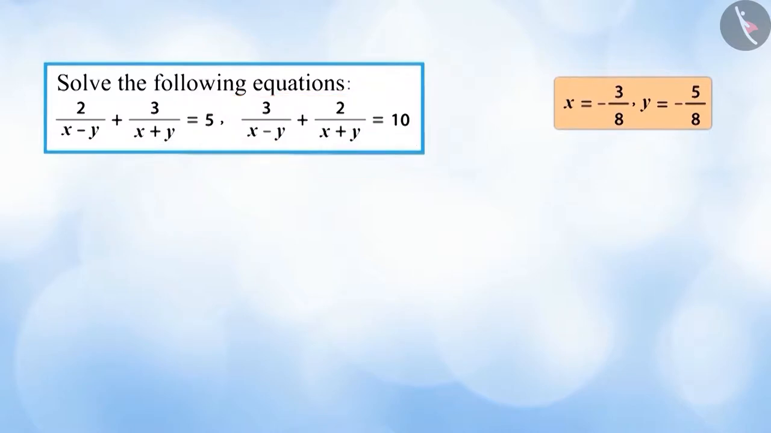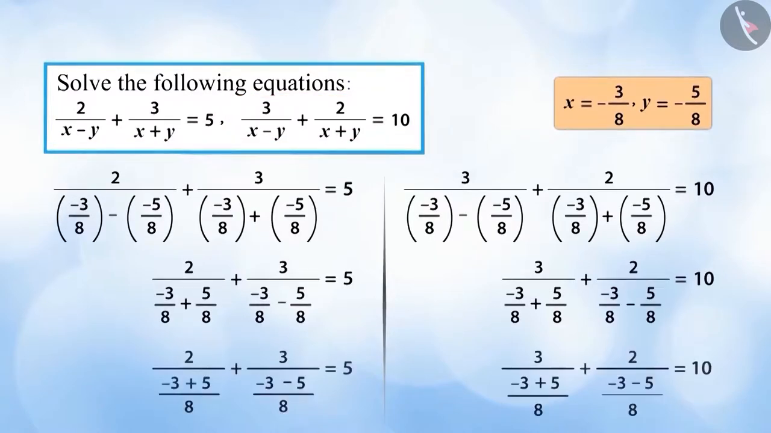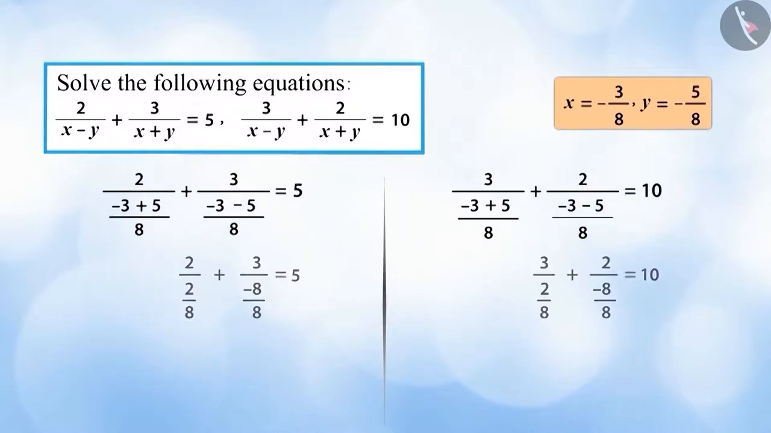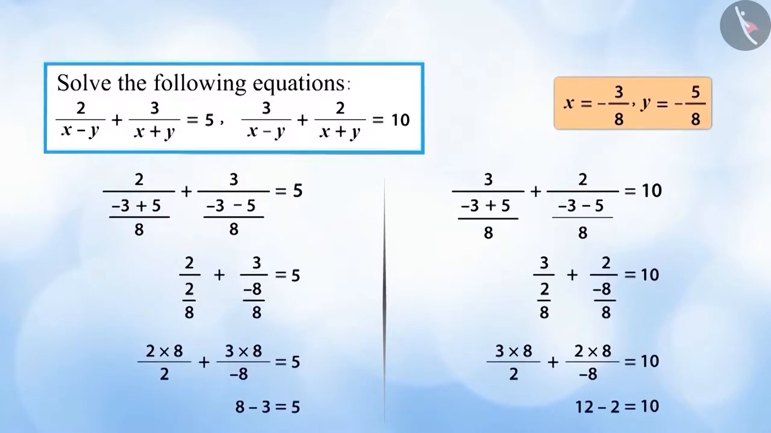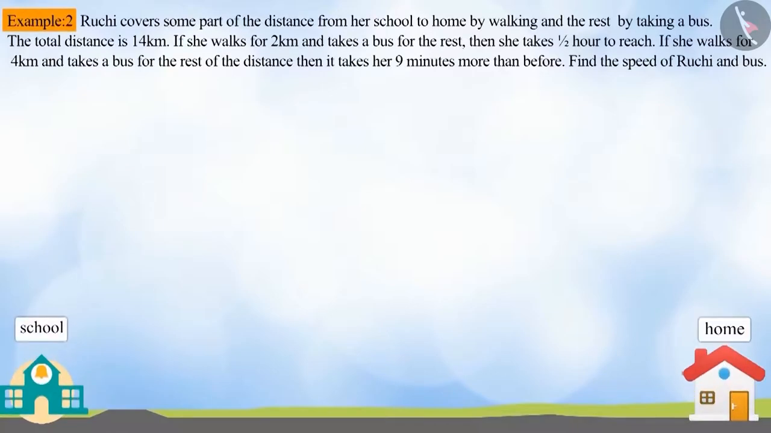Putting the values in equations 1 and 2, we verify that x is equal to minus 3 by 8 and y is equal to minus 5 by 8 is the only solution to the given pair of linear equations. Let's look at some more examples.